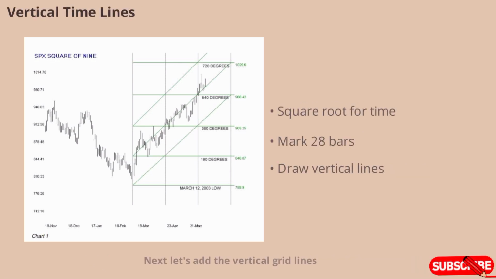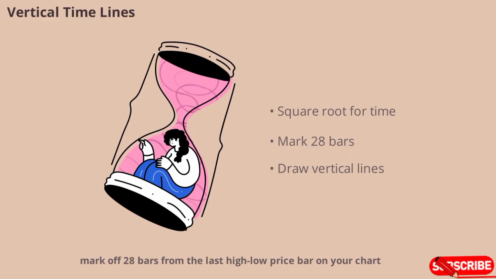Next, let's add the vertical grid lines, which represent the time element in the roadmap. Take the square root of the starting price 788.9, which gives you 28.08, rounded to 28. Using a ruler or compass, mark off 28 bars from the last high-low price bar on your chart and draw a vertical line at that position. Repeat this process one or two more times to complete the vertical grid. This step helps map out likely timing for key market moves.